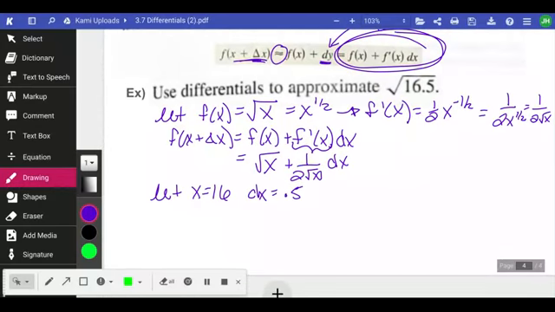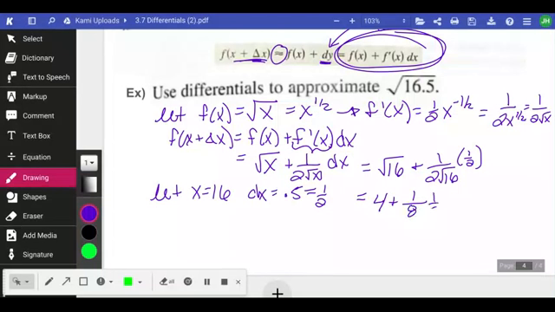And so now I just have to plug in those numbers. I'm going to have root x, so root 16, plus 1 over 2 root 16 times 0.5. I'm going to write 0.5 as 1/2, so it's easier to do our non-calculator based math. So we know what root 16 is, right? It's 4. So we have 1 over 2 root 16 is 1 over 8, and we still have that 1/2 here. And that's 4 plus 1 over 16.